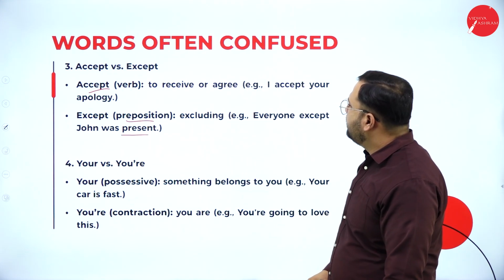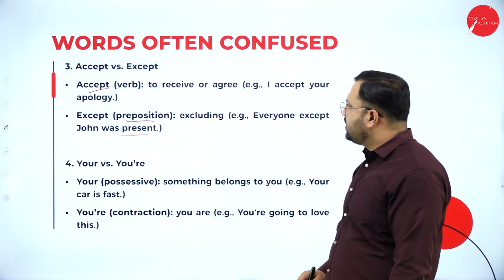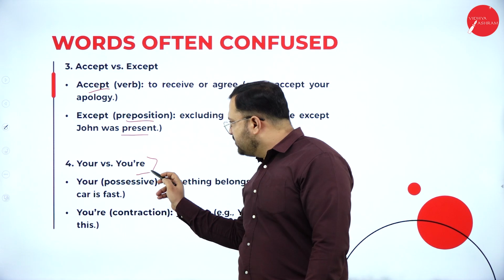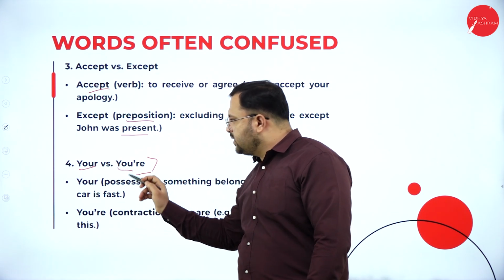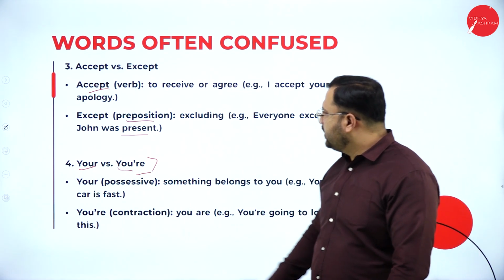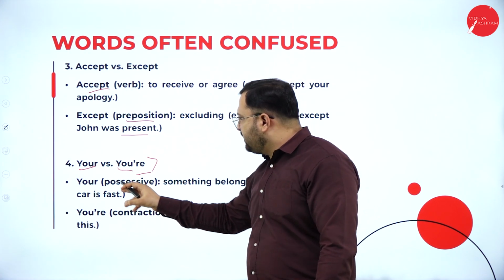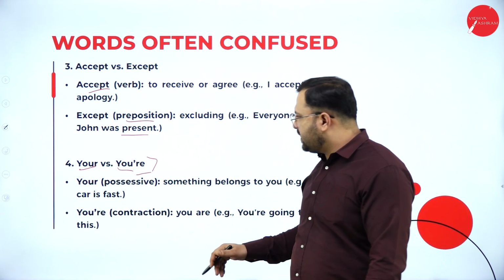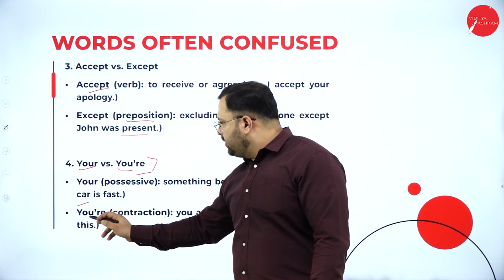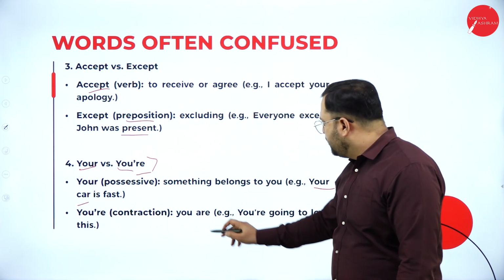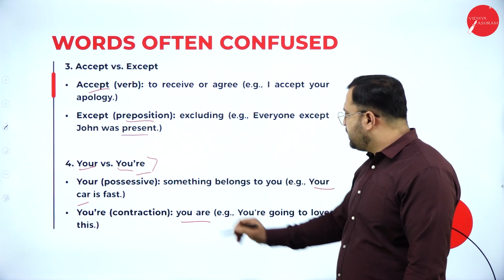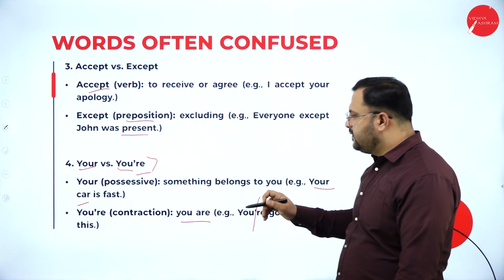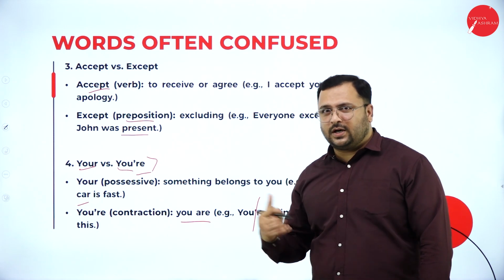Then you have the next pair, your and you're. So many students, they get confused when they use these words. So pay attention here. Your is a possessive word, something belongs to you. For example, your car is fast. Your car. Then you're is the short form of you are, a contraction. Example, you're going to love this. You're going to love this too.